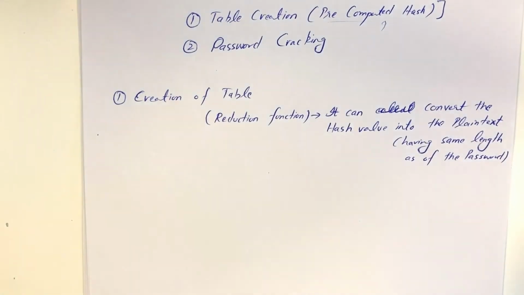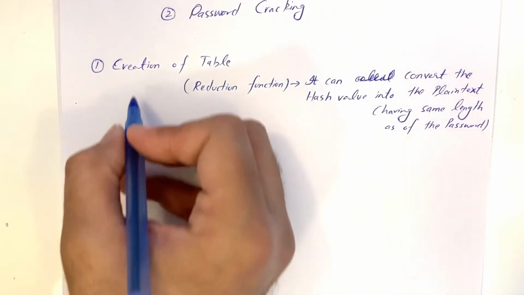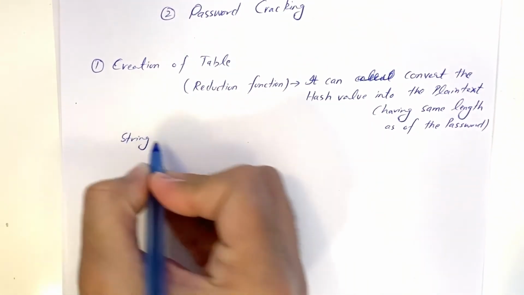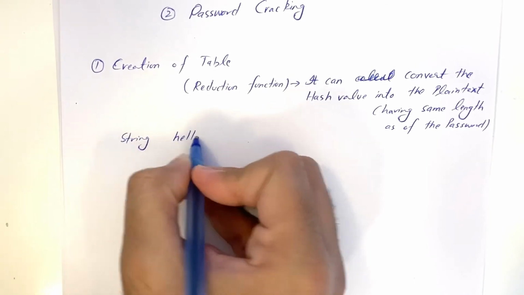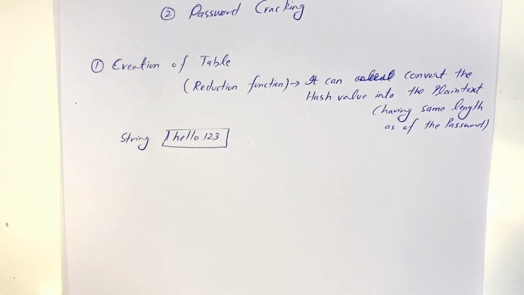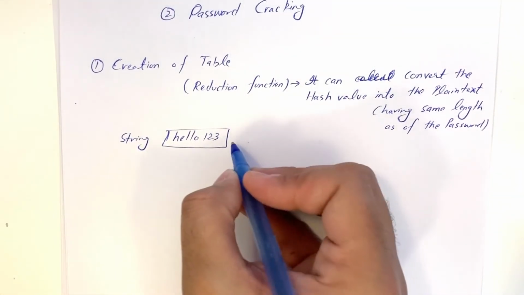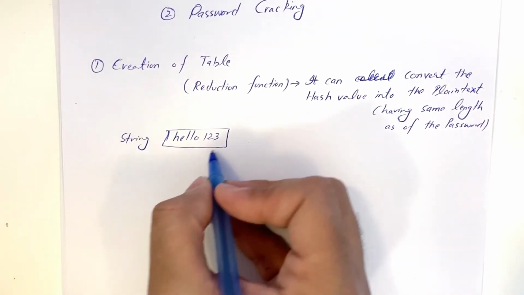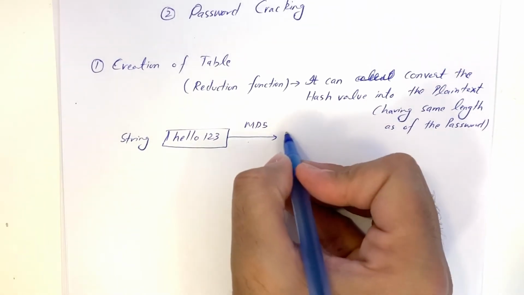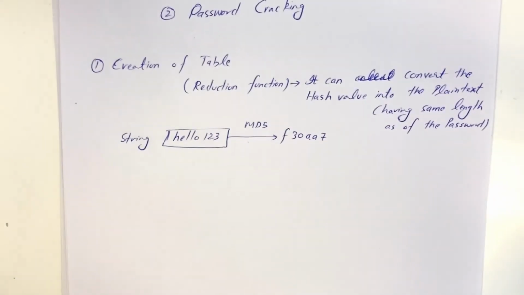So let's see how we can create a table. For example, let me give you an idea. We need to create a table, so we will start with a string. Let's say the string is hello123. The first step is we will calculate the hash value of hello123, using, let's say, MD5. Let's say the hash value comes out as F30AA7. For example, that's the hash value.